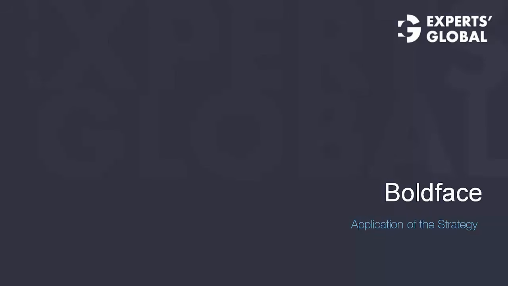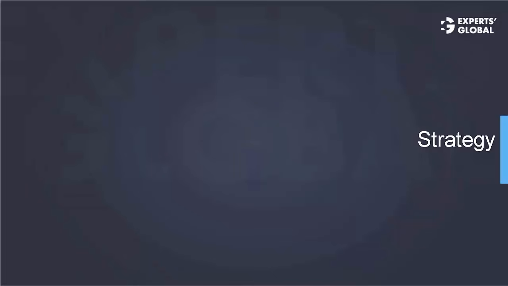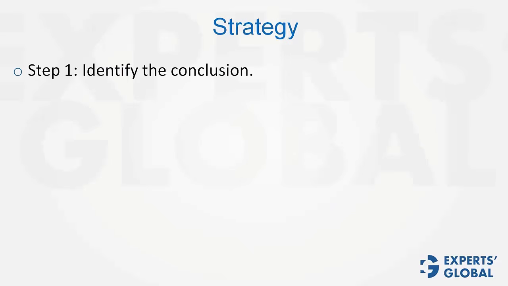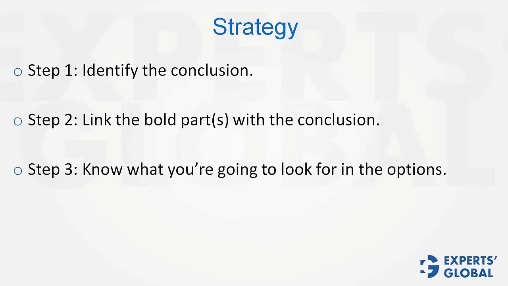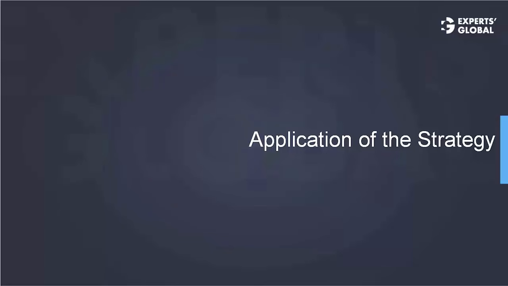Let's get down to applying the strategy for the boldface on a live question. A quick recap of the strategy. Step 1. Identify the conclusion of the reasoning. Step 2. Link the bold parts with the conclusion. Step 3. Know what you are going to look for in the answer choices. Step 4. Eliminate 4 choices. The one that's left is the correct answer choice. Application of the strategy on a live question.